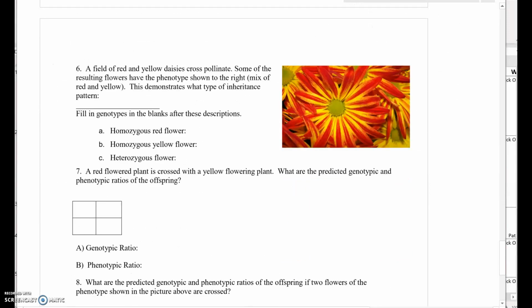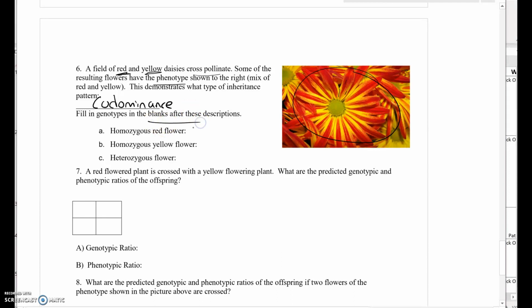So here we have a field of flowers. There were some red flowers and some yellow flowers, and they cross-pollinate, so they have some baby flowers. And we get out this phenotype that we see on the right. What this looks like to me is we've got some flowers that have some red on them and some yellow on them. So we've got a flower that's a mix of red and yellow. So this tells me that this must be following a codominance inheritance pattern.